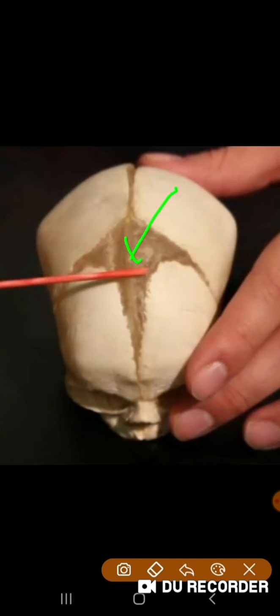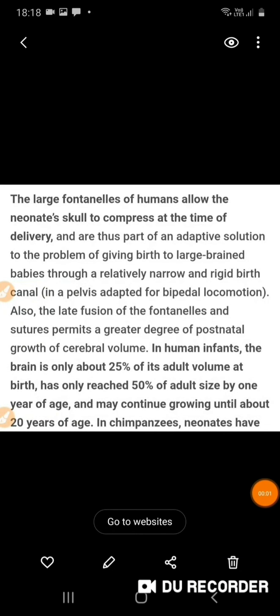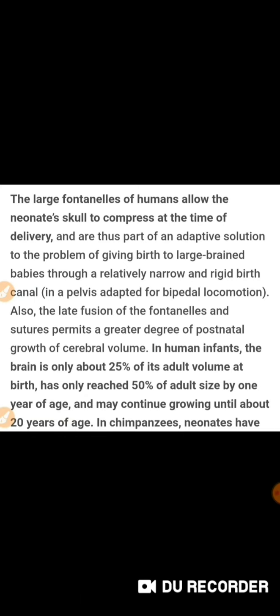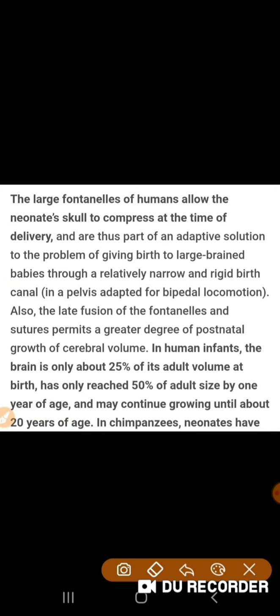This is our membranous connective tissue that is the part of the anterior fontanel, and this anterior fontanel has membranous connective tissue so that it can compress during birth. The large fontanels of humans allow the neonate's skull to compress at the time of delivery.